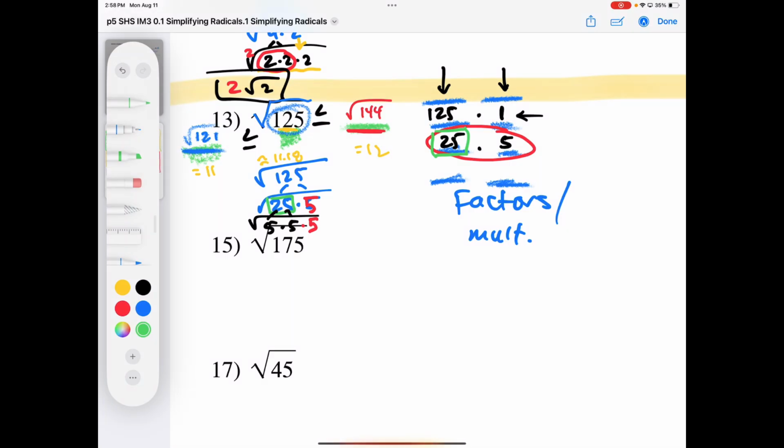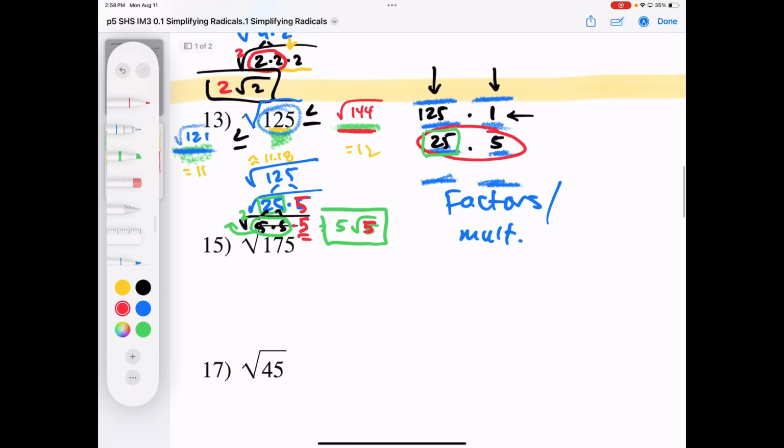Okay, now we're looking for pairs. I circle a pair. Where does it go? It goes on the outside. Your answer is 5 radical 5. Let's put that red one. That one inside, it has no one to go outside with. Does that make sense? Okay, let's try number 14.